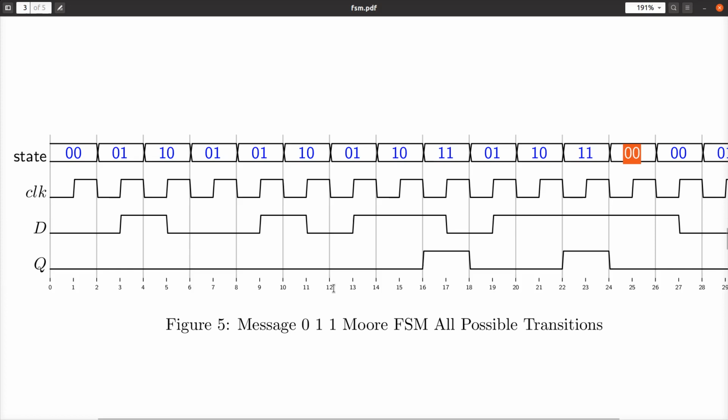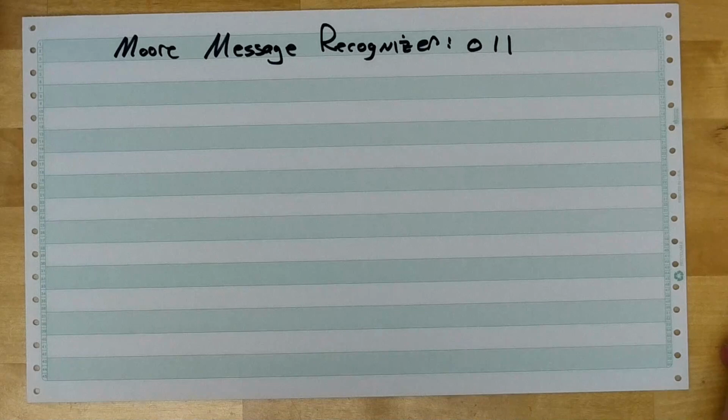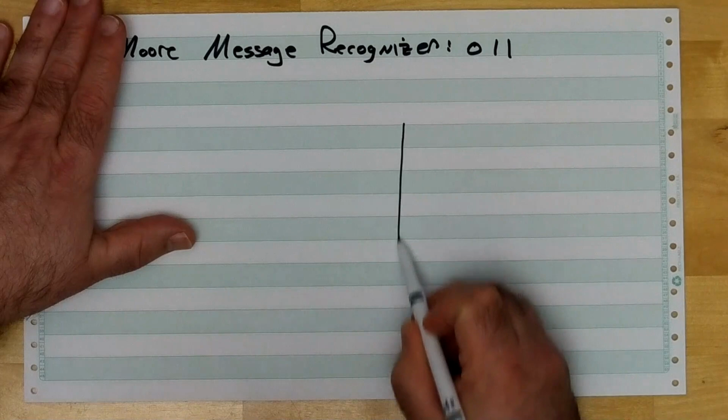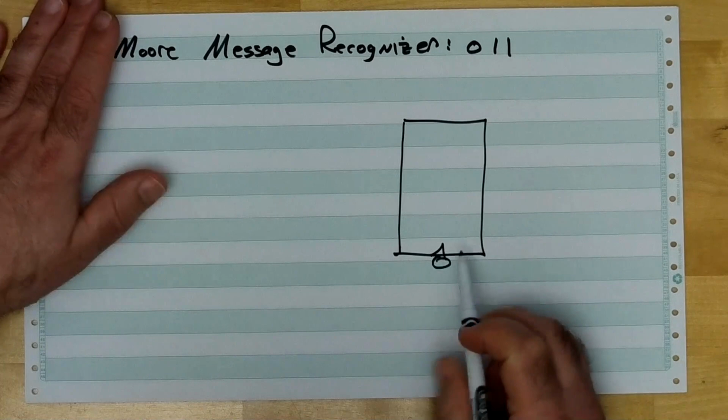All right, as fun and fine and dandy as all the theory is, what if we want to build a circuit to actually do this job? What do we do? How do we draw the schematic of this thing? Well, we know that it's a state machine, and the state is stored in a latch, so let's start by drawing our latch. I'm going to use a D latch. That is a falling edge clock.